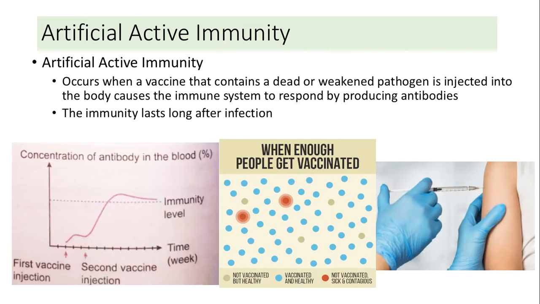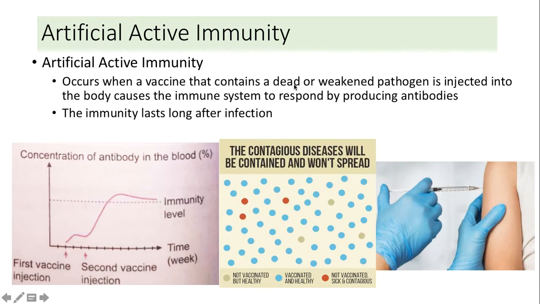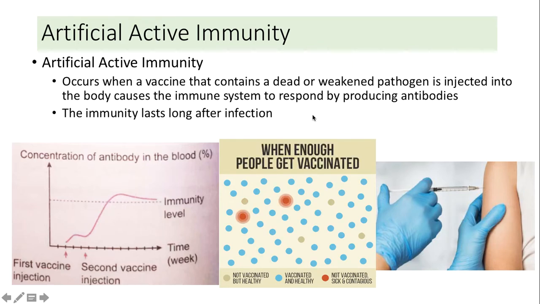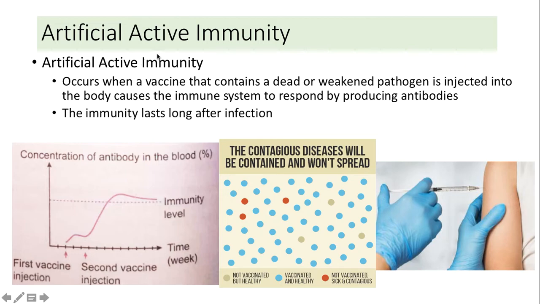Okay, but for artificial active immunity, you give the vaccine because vaccine has been engineered to have this dead pathogen. Whenever dia masuk ke dalam sistem kamu, your body will respond to produce its own antibody. That's why it falls under active immunity. But why is it artificial? Because vaccine is a type of things that you produce in the lab. Okay, you don't get vaccine naturally.